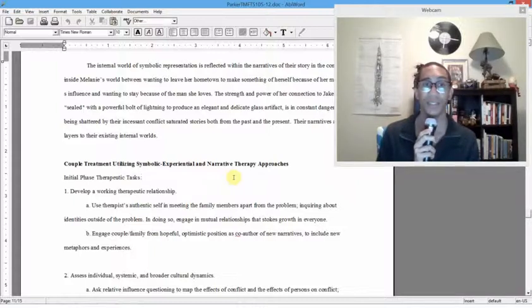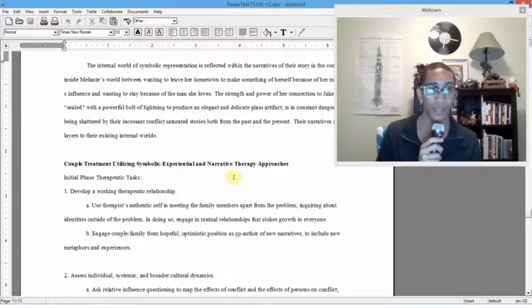Inquiring about identities outside of the problem. Ask them who they are. Jennifer, who are you? How do you describe yourself? And the same thing with Nathaniel. Who are you? How would you describe yourself? You hear voices sometimes. You live on the street. Those are circumstances. That's not a self-description. So I'd like to hear your self-description.